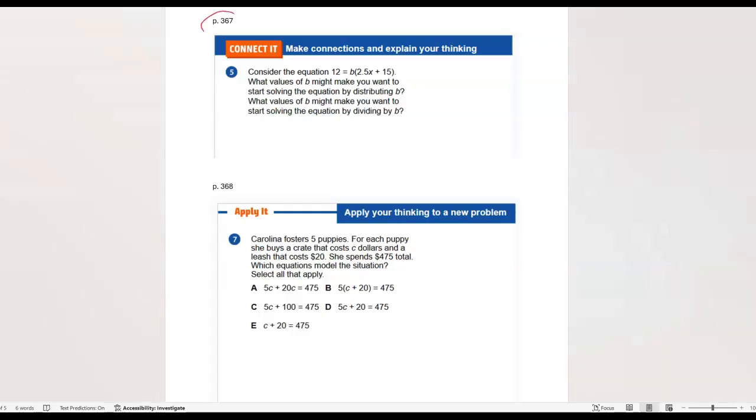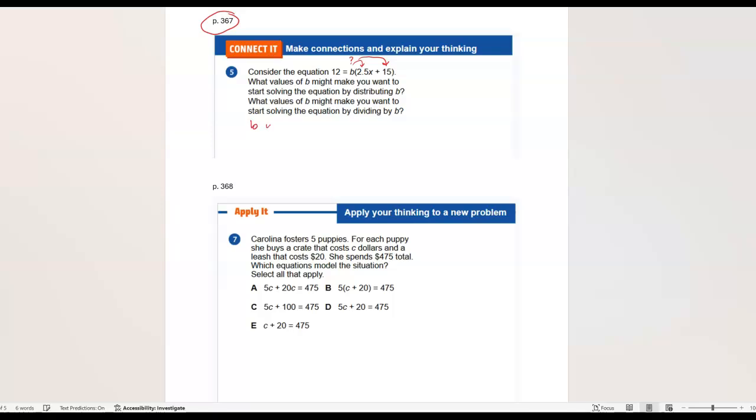Question 5 on page 367. Consider the equation 12 equals B(2.5x + 15). Whoa, there's two variables. Well, it says what values of B might make you want to start the equation by distributing. So imagine what number would this be such that I'd be like, oh, I'd be super comfortable distributing.